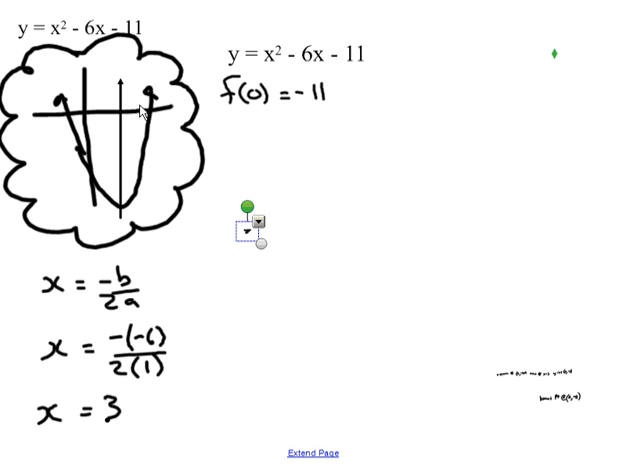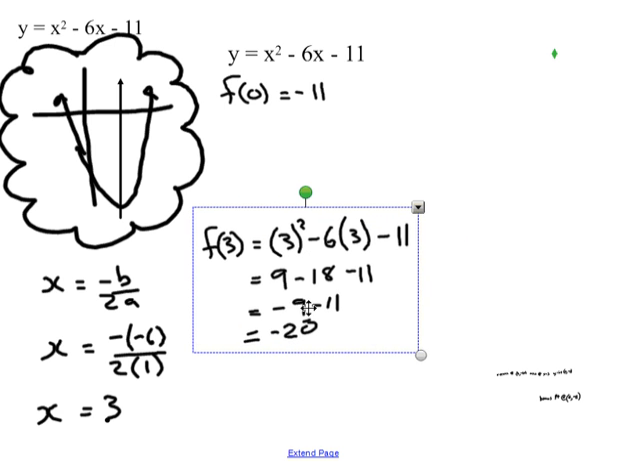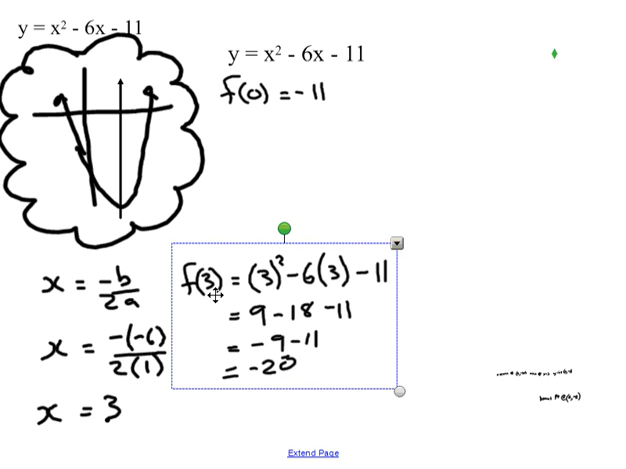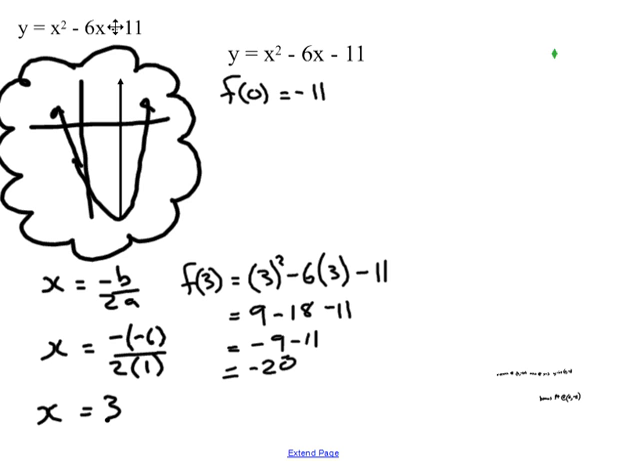I know that when x equals 3, we go straight through the vertex. So to find the vertex, I just substitute 3 in for x. F of 3 is negative 20. That's way down below. I'm feeling good about that though, because since the y-intercept is negative 11, it seems like the vertex should be below negative 11, and negative 20 is below negative 11. So that helps me assure that I'm doing the work right.